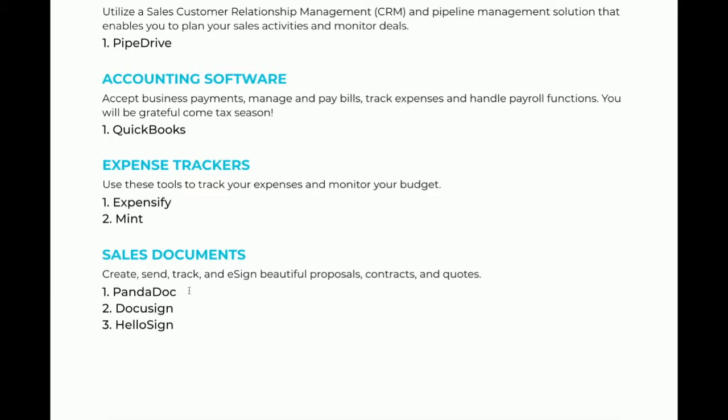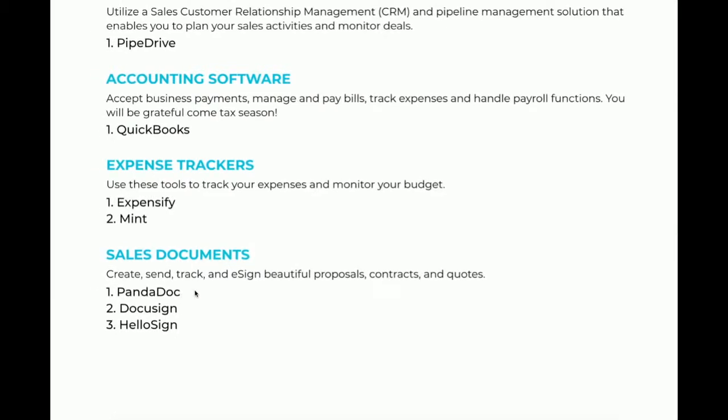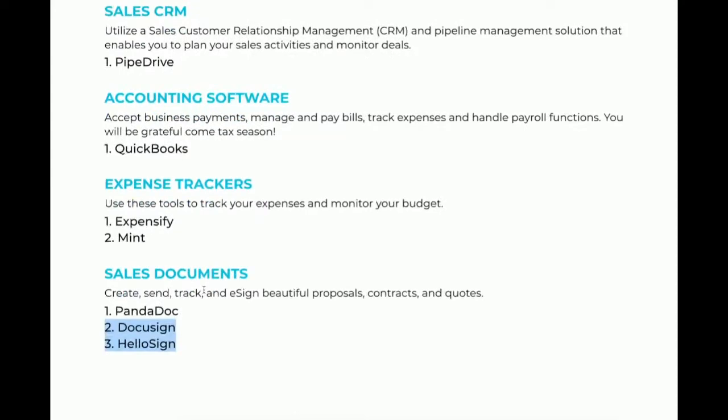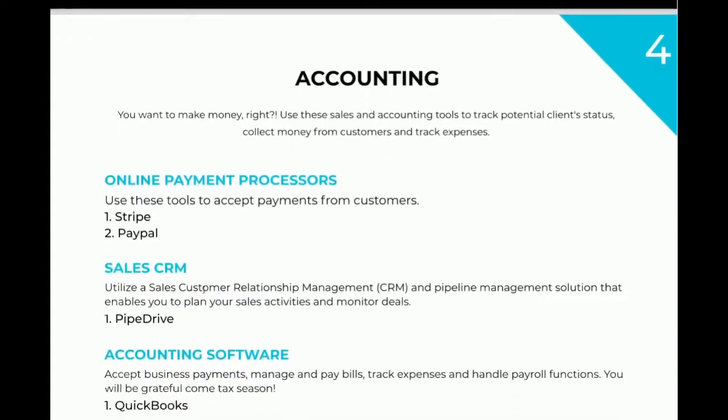So if you have a new member contract, you can send it through them online and they can sign it right online without having to download anything, without having to print anything. It's seamless. My favorite is PandaDoc, but I've also used HelloSign and DocuSign. They're both great ways to get documents signed. And that is all of the tools for accounting.